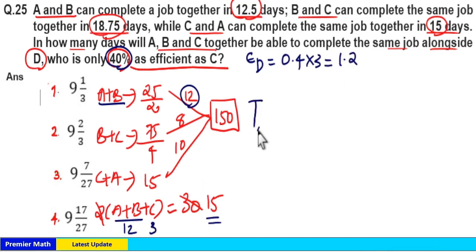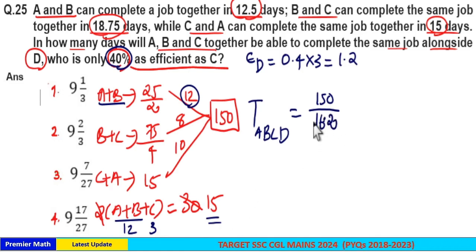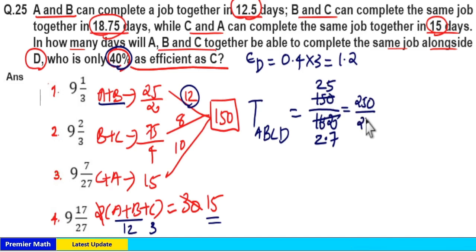Now time taken by A, B, C and D to complete 150 units of work is equal to 150 divided by total efficiency of A, B, C, D, which is equal to 15 plus 1.2, 16.2. Now 6 goes 2 times in 12, remaining 4. So 6 goes 7 times in 4.2. 6 goes 2 times in 12, 5 times in 30. So 25 by 2.7 means 250 divided by 27.